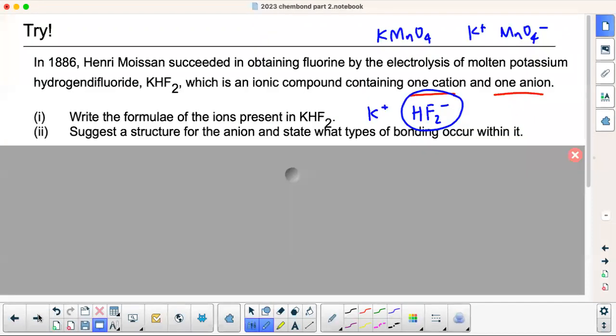Okay, I think I'll run through it. I'm going to show you why there's a limitation to this question. Very tricky. This was an A-level question. So HF2 minus, right?